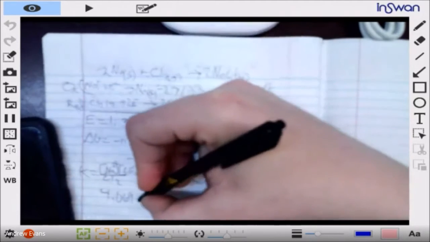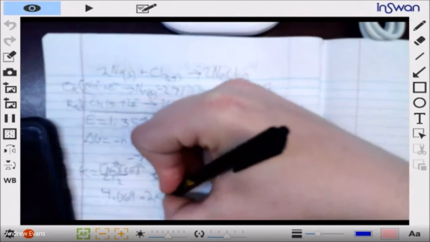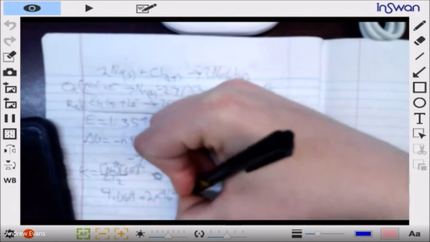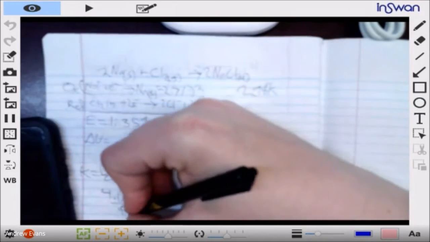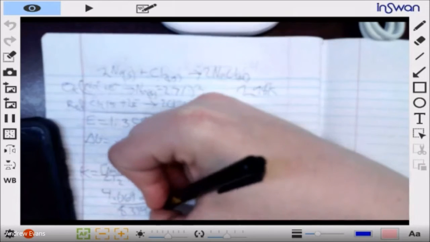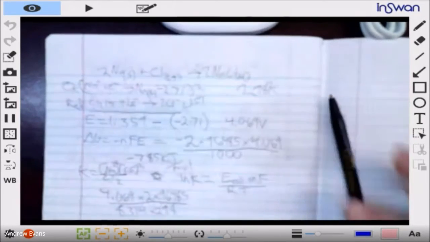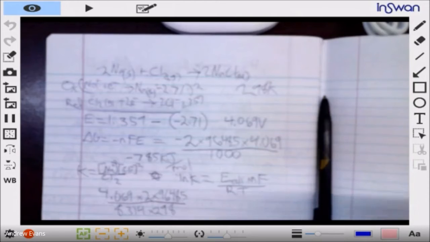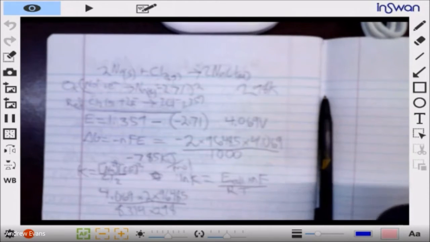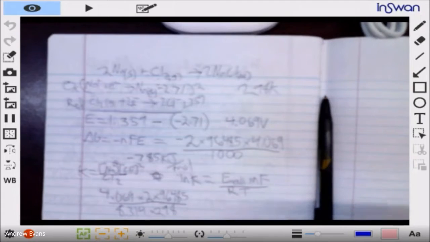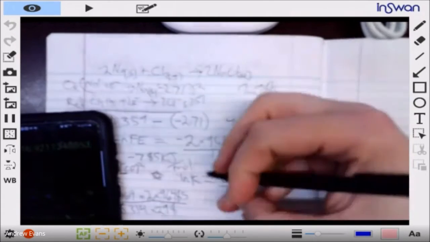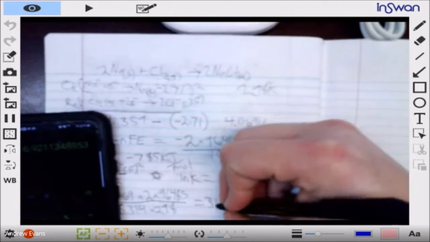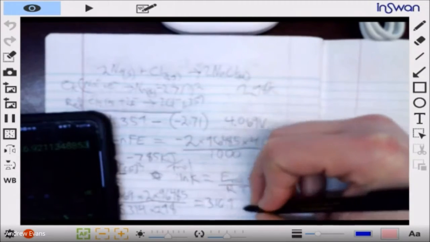So 4.069 times 2 times 96485 all over 8.314 and 298. So 4.069 times 2 times 96485, 8.314, 298. You get 316.9 equals ln K.